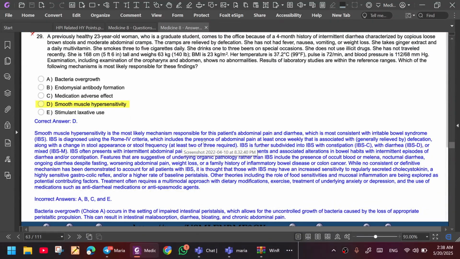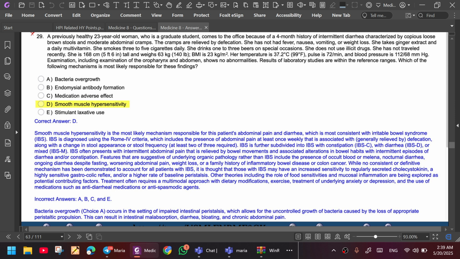Okay, smooth muscle hypersensitivity is the most likely mechanism responsible for this patient's abdominal pain and diarrhea, which is most consistent with IBS. IBS is diagnosed using the Rome IV criteria, which include presence of abdominal pain at least once weekly that is associated with relief by defecation, along with a change in stool appearance or stool frequency, at least 2 of 3 required. IBS is further divided into IBS with constipation, IBS with diarrhea, or IBS mixed.